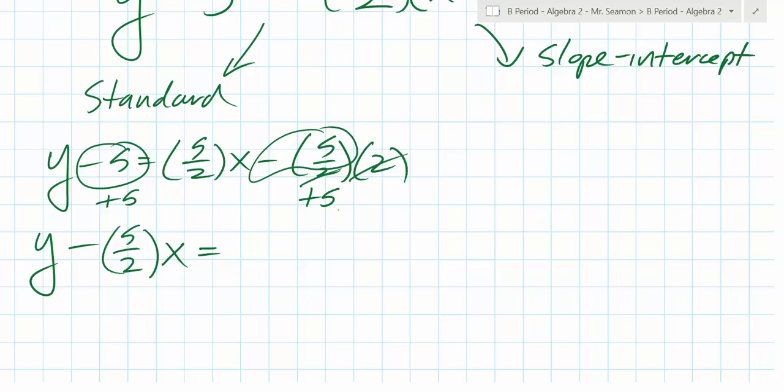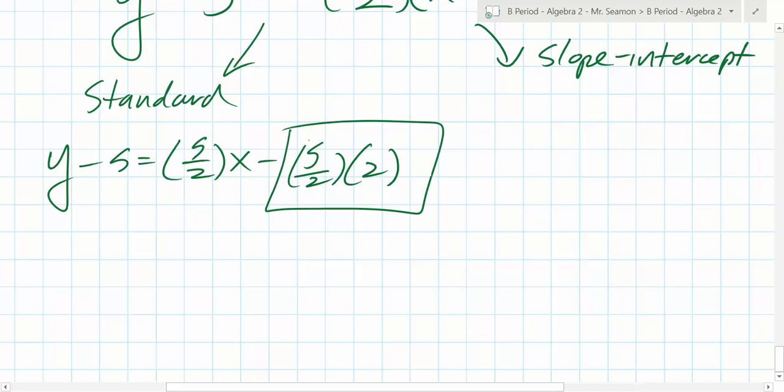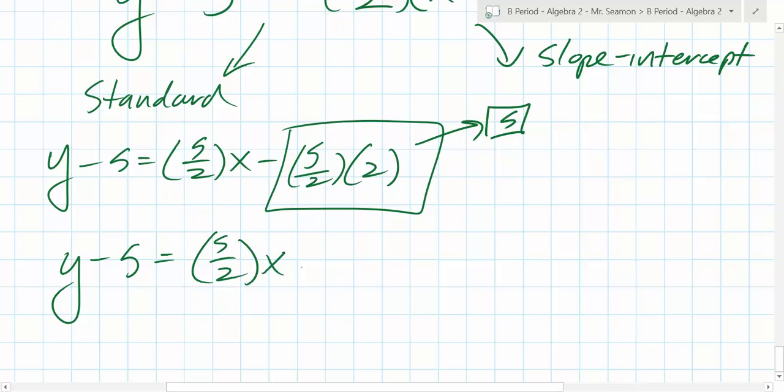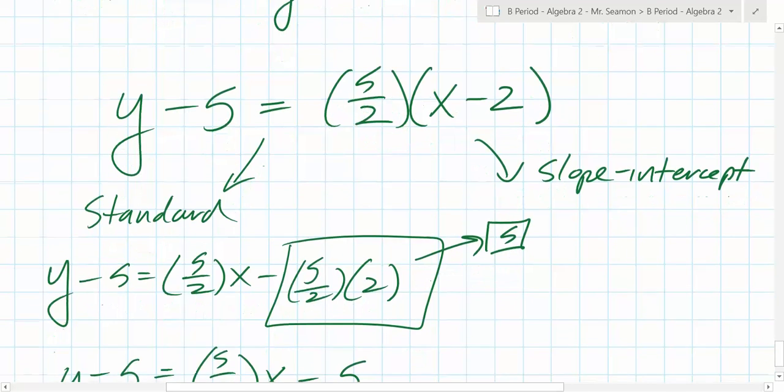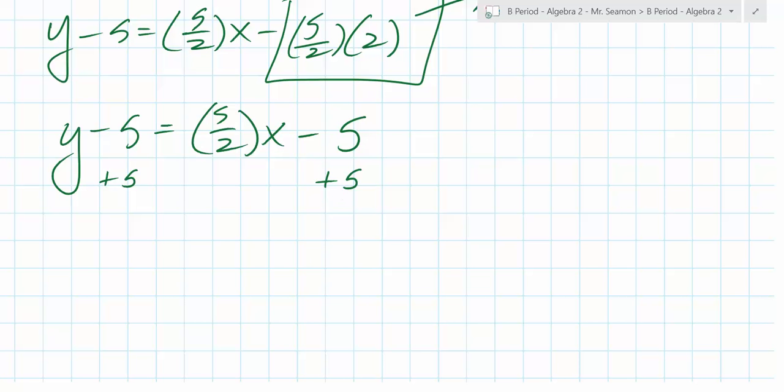Did I already move the 5 over 2x? Okay, hold on a sec, kids. I did too many things at once. Let's pause. Times 2. Let's do this step by step. Can this be simplified right here? Yes. What does that simplify to? Just 5. So we have y minus 5 is equal to 5 over 2x minus 5. Am I still okay? Yep. If I add 5 to both sides, what happens? 0. Cancel out your 0. So you have y equals.